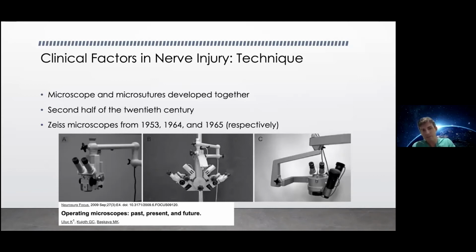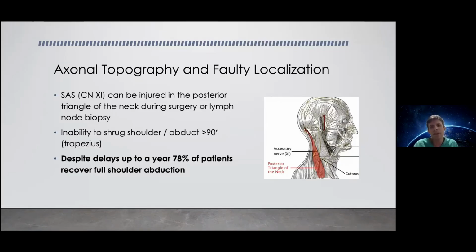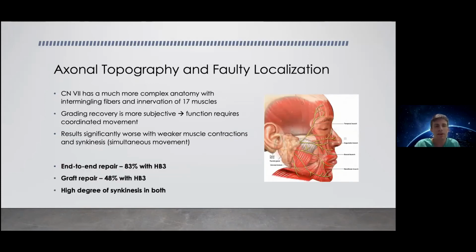And here's when these microscopes were introduced. Faulty localization, which we mentioned. An interesting topic is how complex is the nerve that you're actually repairing? Well, the spinal accessory nerve can be cut and repaired, and patients tend to do pretty well because it's a very specific function. The nerve is a solely motor nerve innervating one or two muscles, versus the facial nerve, which has innervation of 17 muscles, and even in the best hands with graft repair, end-to-end repair, you have these results of House-Brackmann 3 recovery with a high degree of synkinesis in both patients.